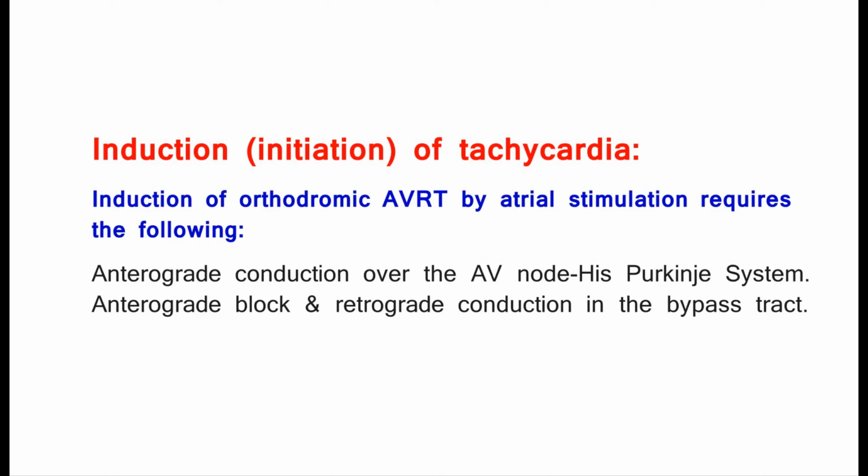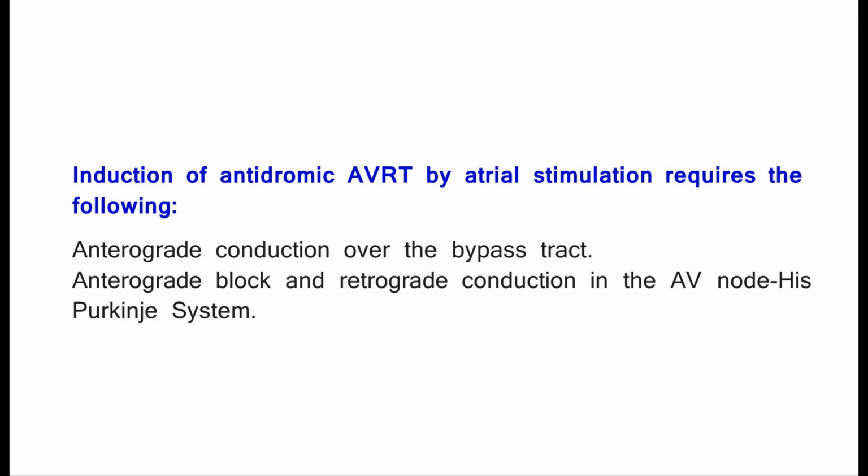Induction, initiation, of tachycardia. Induction of orthodromic AVRT by atrial stimulation requires the following. Anterograde conduction over the AV node His-synchronous system. Anterograde block and retrograde conduction in the bypass tract. Induction of antidromic AVRT by atrial stimulation requires the following. Anterograde conduction over the bypass tract. Anterograde block and retrograde conduction in the AV node His-synchronous system.